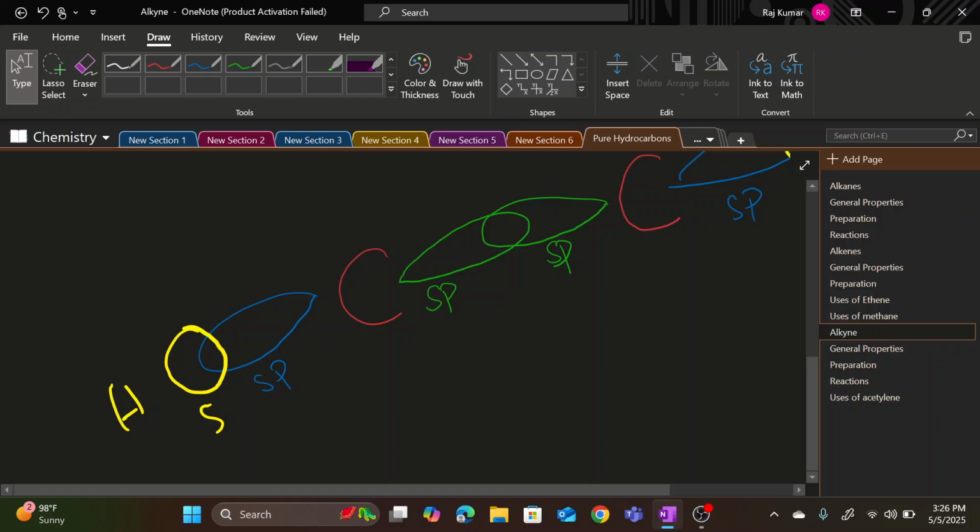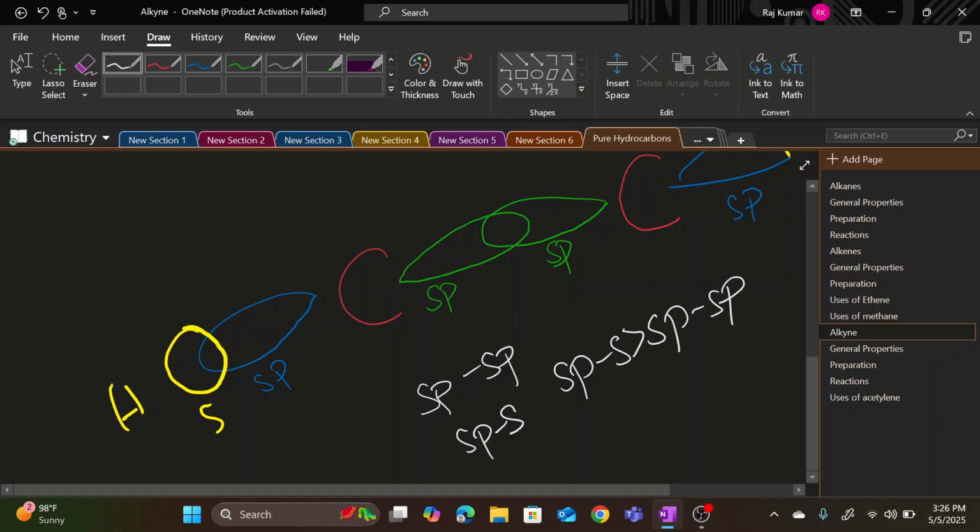Now if we just compare the strength of the sp-sp hybridized orbital and the sp-s hybridized orbital, which one is stronger? The stronger one is sp-s. Sp-s is greater than sp-sp. This is an important thing to consider.